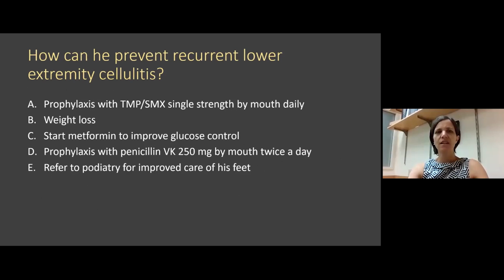So the question is, how can he prevent recurrent lower extremity cellulitis? A, prophylaxis with trimethoprim sulfa single strength by mouth daily. B, weight loss. C, start metformin to improve glucose control. D, prophylaxis with penicillin VK 250 milligrams by mouth twice a day. Or E, refer to podiatry for improved care of his feet. So go ahead and think about your answer, and then I'll discuss them in just a minute.